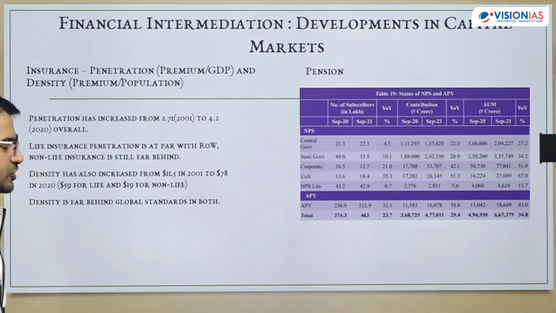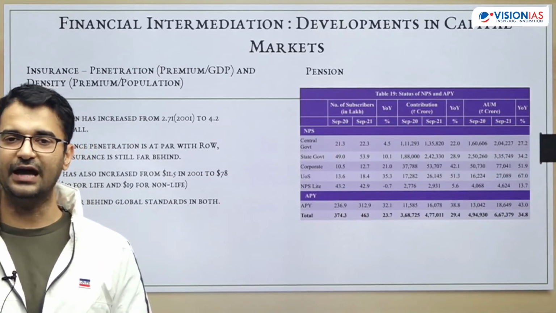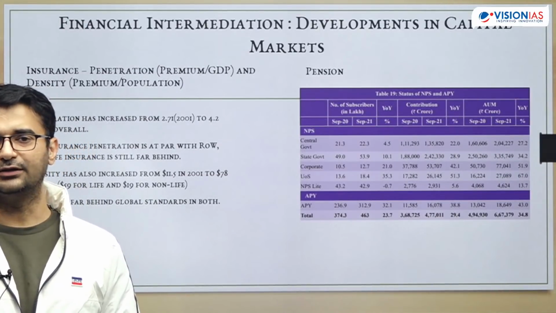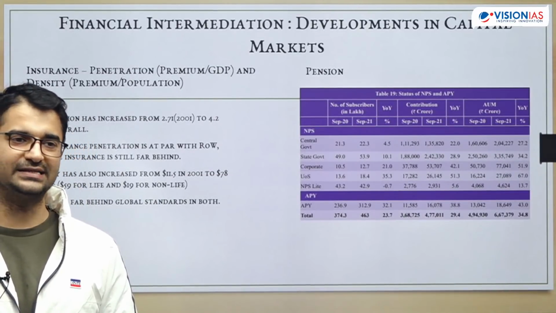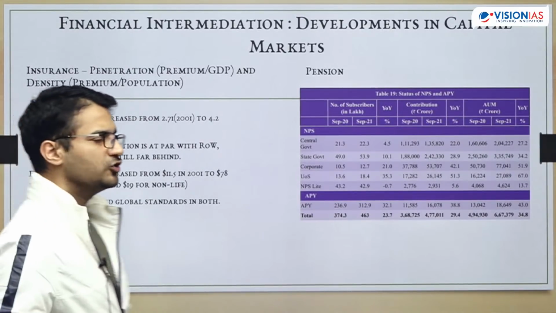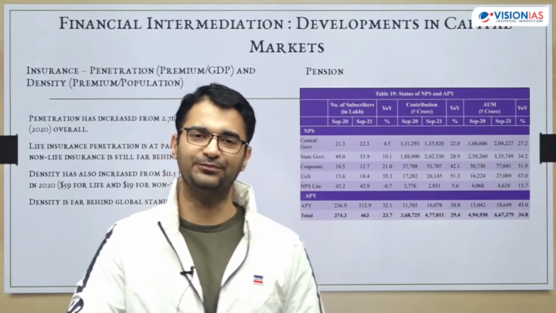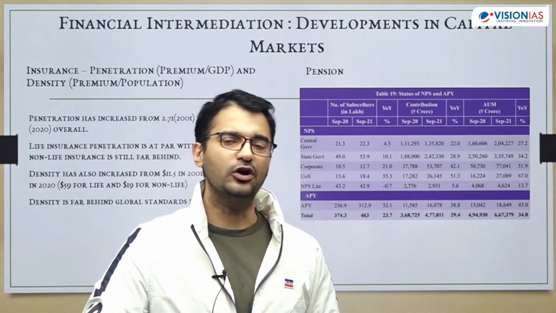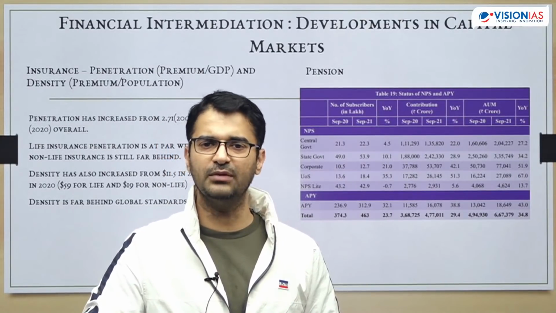There is a section in your material, in your economic survey, about the pension sector as well as the insurance sector. It talks about measurement of density and penetration of insurance. What is insurance penetration? Insurance penetration is the ratio of insurance premium upon GDP. Insurance density is the ratio of insurance premium upon population.